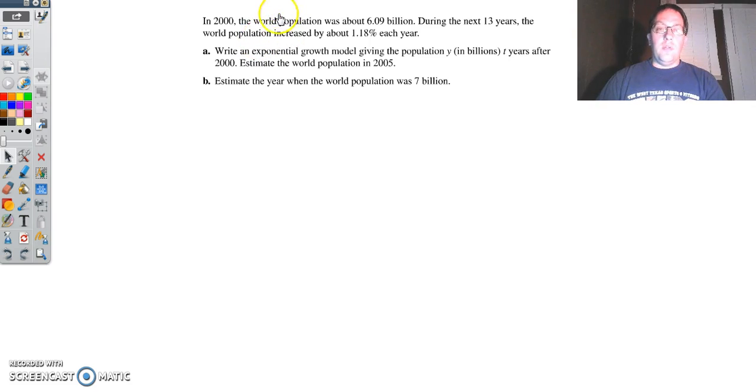Here's one kind of similar. In 2000, the world population was approximately 6.09 billion people. During the next 13 years, the world's population increased by about 1.18% each year. We want to write the model. Okay, so this time they're giving us information, so you write the equation. And then we want to estimate the world's population in 2005. Then we want to figure out when did the world have, or when will the world have, 7 billion, depending on how long it takes. All right, so first things first, we need the model here.